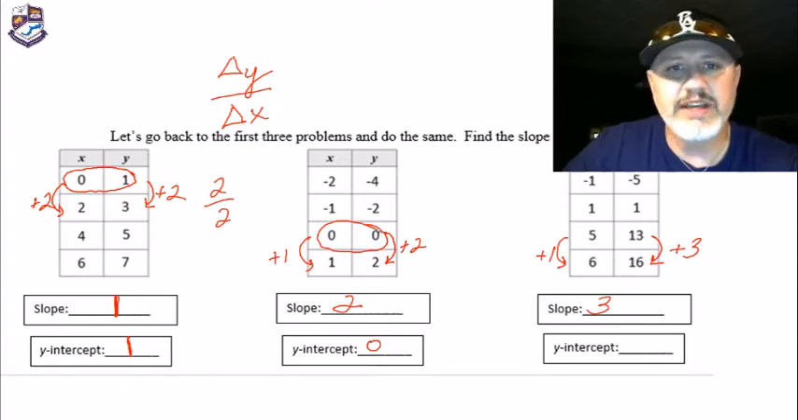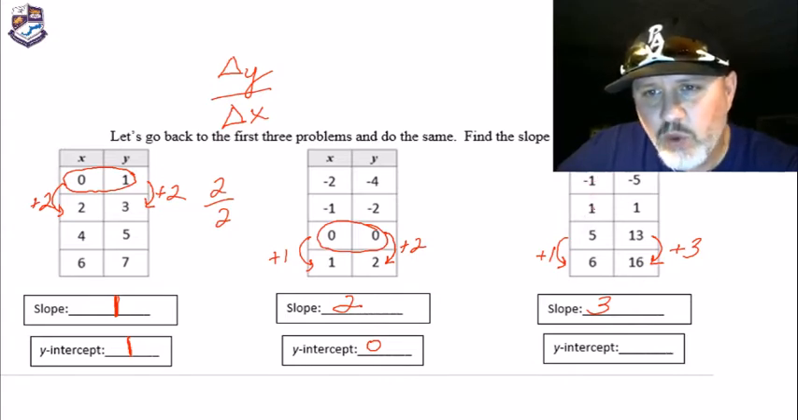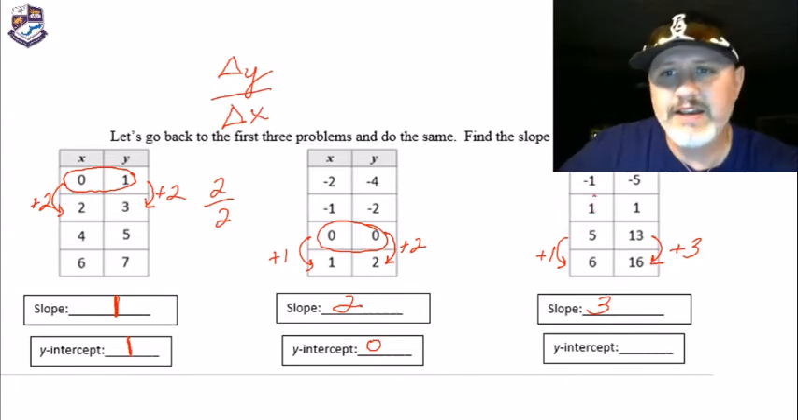Ooh, geez, they don't give me x is 0 anywhere. But let's follow the pattern. What's exactly between -1 and +1? It's 0. So let's do the same thing over here. What's exactly between -5 and 1? And if you need to do a little trick, let's just list the numbers. -5, -4, -3, -2, -1, 0, 1.